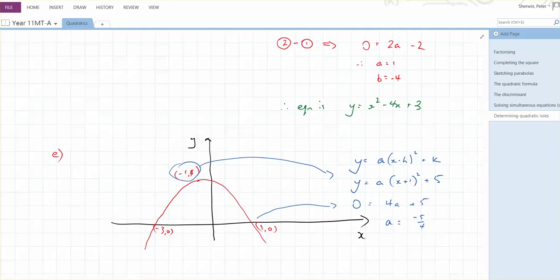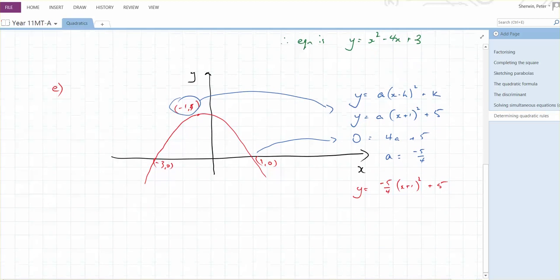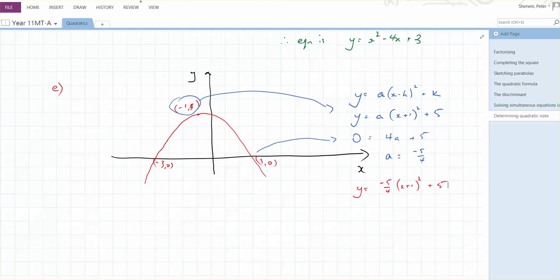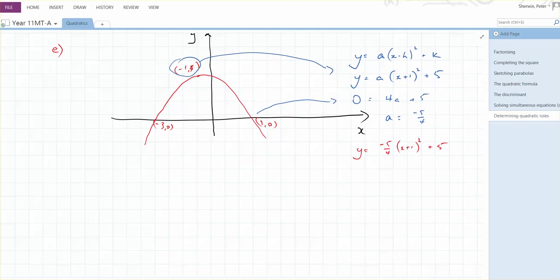So now I've got an equation that looks like this: y equals minus 5 over 4 times (x plus 1) squared plus 5, and we're done. We could expand this out, etc., but I'm happy with it exactly how it is there. Now it's time to pause again. If you're going to take on F, which I hope you do, take on F without my help. Pause now.